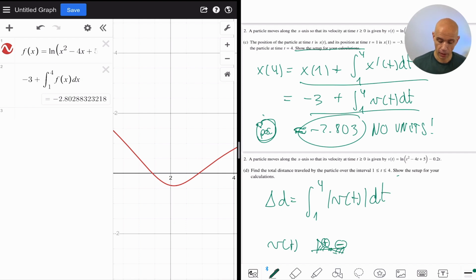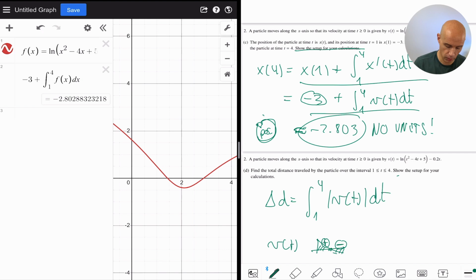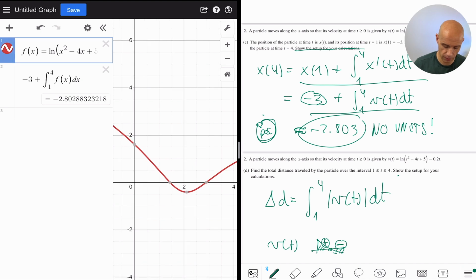But anyway, another little comment. We started at -3 and we ended up at -2.8. So a little bit less negative. So you can see how indeed from 1 to 4, the speed was mostly positive, but it was also negative, right? But it was mostly positive. So that's why at least you get a little bit more towards the positive.